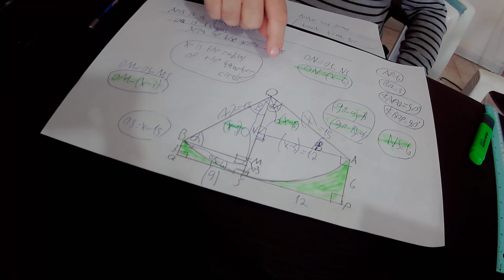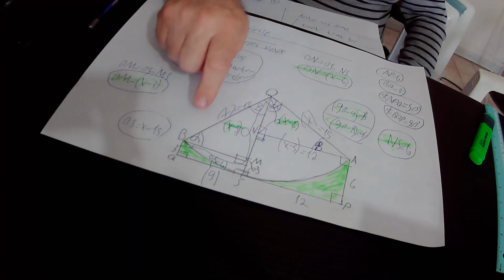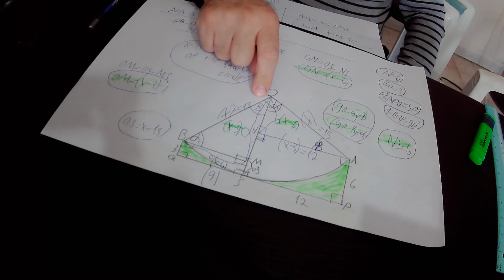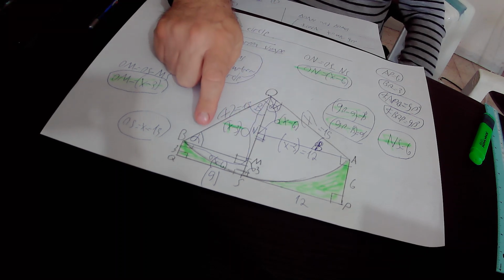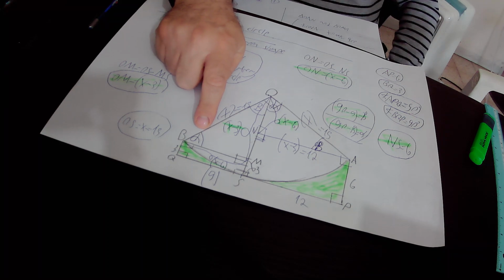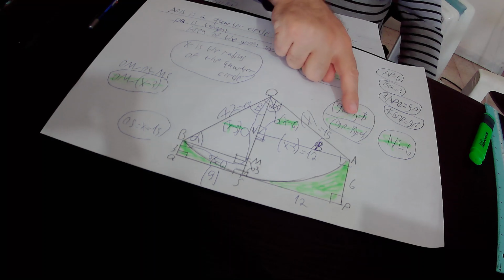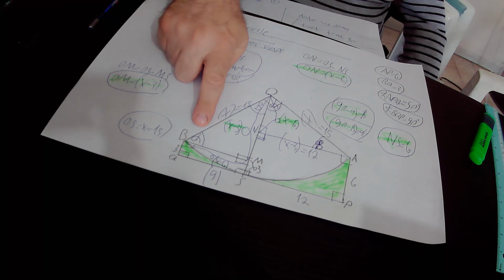So in the right triangle OMB, this angle equals beta, and this angle equals 90 degrees. Therefore, the missing angle here must be equal to 90 degrees minus beta. But 90 degrees minus beta equals alpha. So the missing angle here equals alpha.